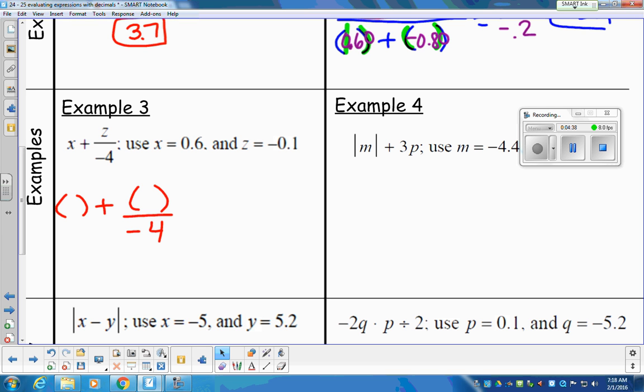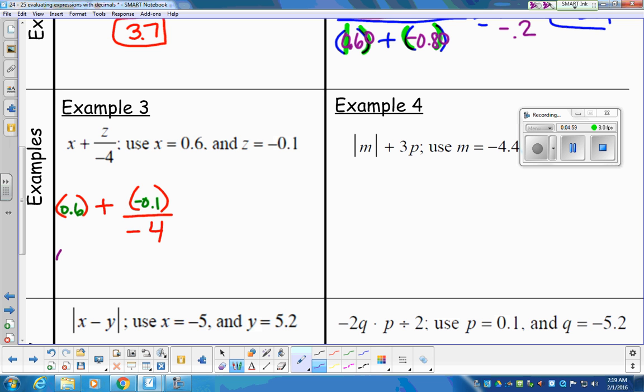All right, guys, here we go. Substitution then kicks in. So we're going to parenthesis for the x, we have a value of 0.6. In our parenthesis for a z, we have -0.1. Go ahead and use your calculator to clean this up. So we have 0.6 plus -0.1 divided by -4.